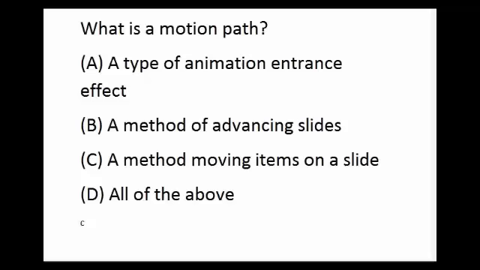Which is a motion path? A. Type of animation entrance effect. B. A method of advancing slides. C. A method of moving an object on a slide. D. All of the above. इसका जवाब है C. A method of moving an object on a slide.